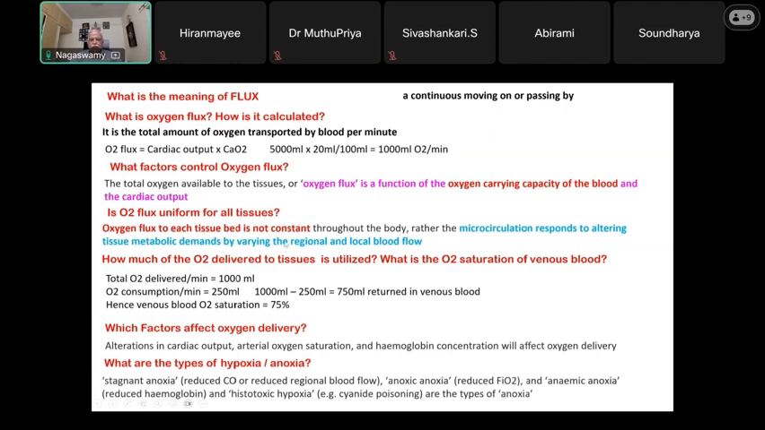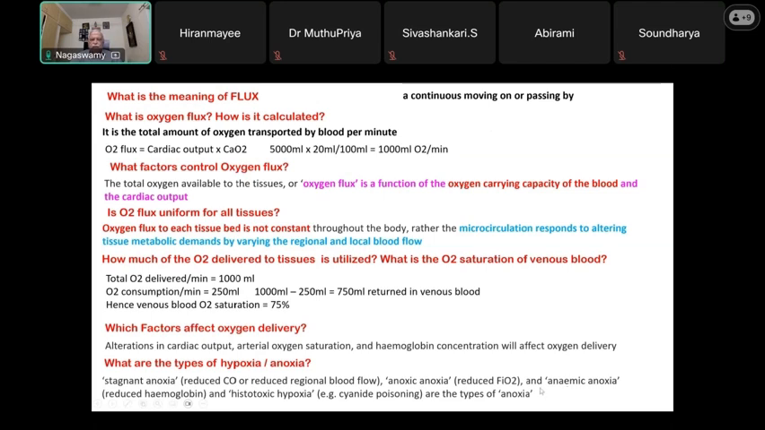You can have anoxic anoxia, where FiO2 is low. Supposing you go to a high altitude where the partial pressure is low and oxygen content is low, you get anoxic anoxia. And if your patient is anemic, hemoglobin is low, they cannot carry this oxygen even if your FiO2 is normal, cardiac output is normal, but hemoglobin is only 4 grams or 3 grams, then also anoxia will happen.